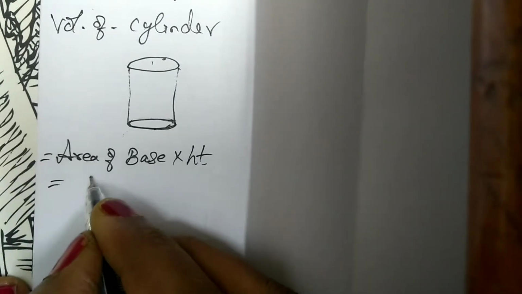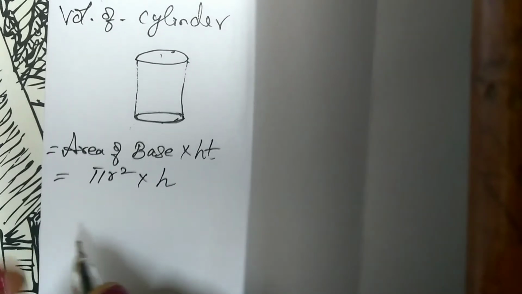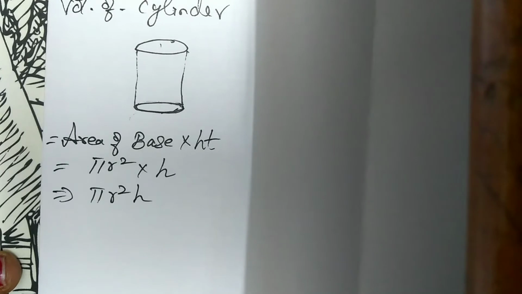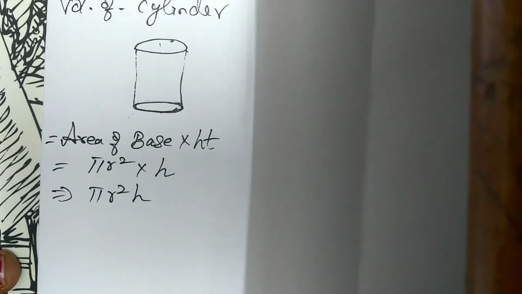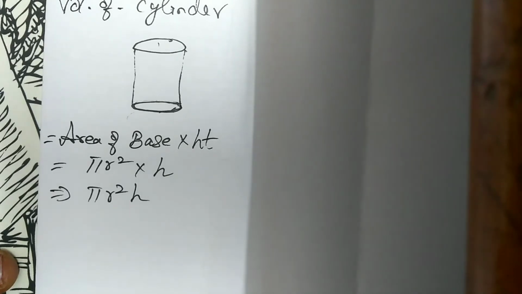So what is the area of the base? A circle, pi r squared. The height is h. So we say pi r squared h. So the volume of a cylinder is pi r squared h. Are you able to understand now what it is?